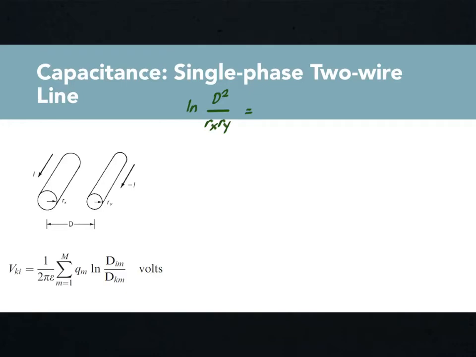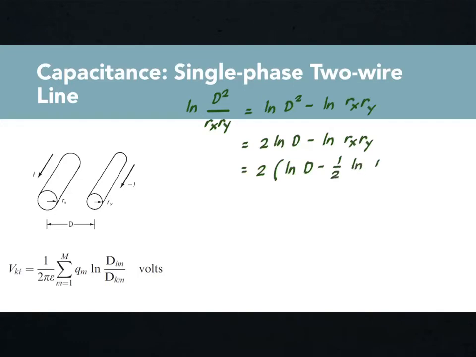So let's simplify, using natural logarithm properties again. So ln d squared minus ln Rx Ry, going from a quotient to that configuration. And then the 2 goes down, 2 ln d as the power, right? So minus ln of Rx Ry. Simplifying it, we factor out the 2, so we have ln d and then minus 1/2 ln Rx Ry, and then 2 ln d.